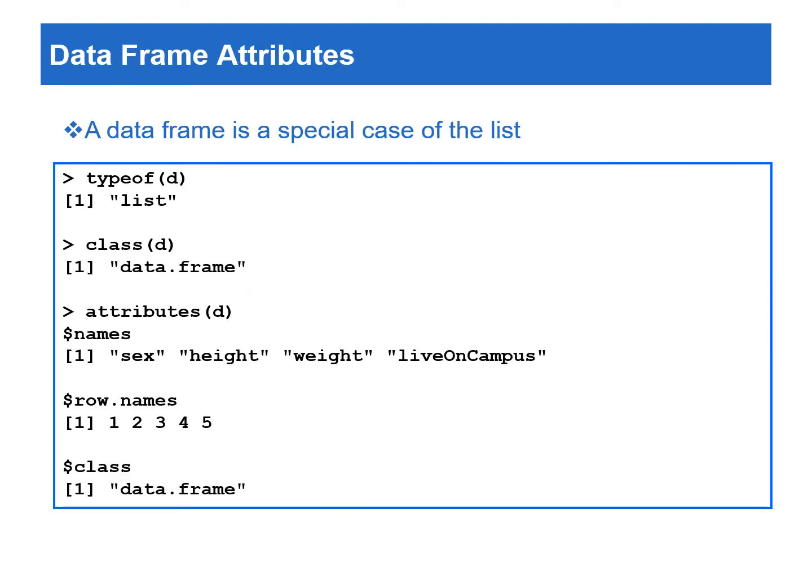A data frame is a special case of the list object. We can verify this property by using the typeof function. The names attribute holds the column names or variable names of the data frame. But unlike a list object, a data frame has a row.names attribute. It also has a class attribute with a value of data.frame.